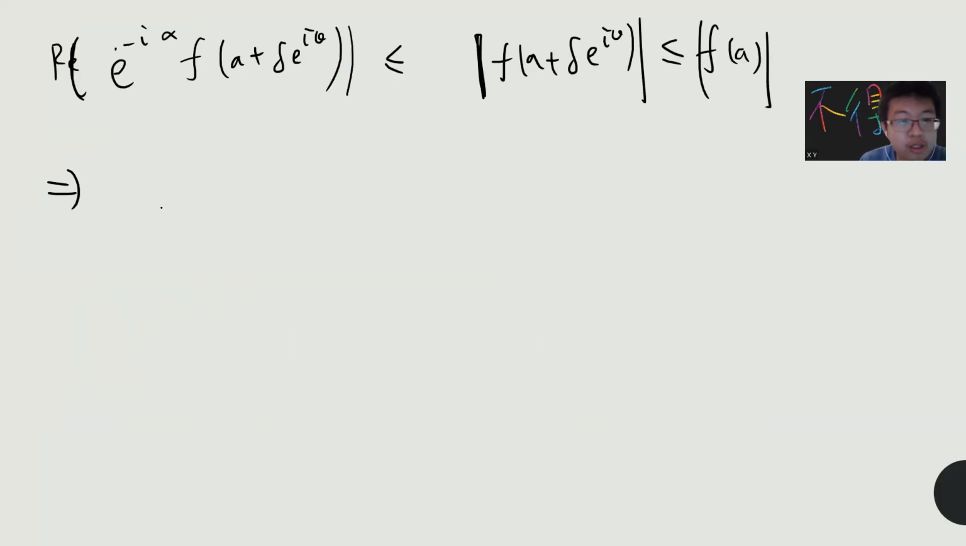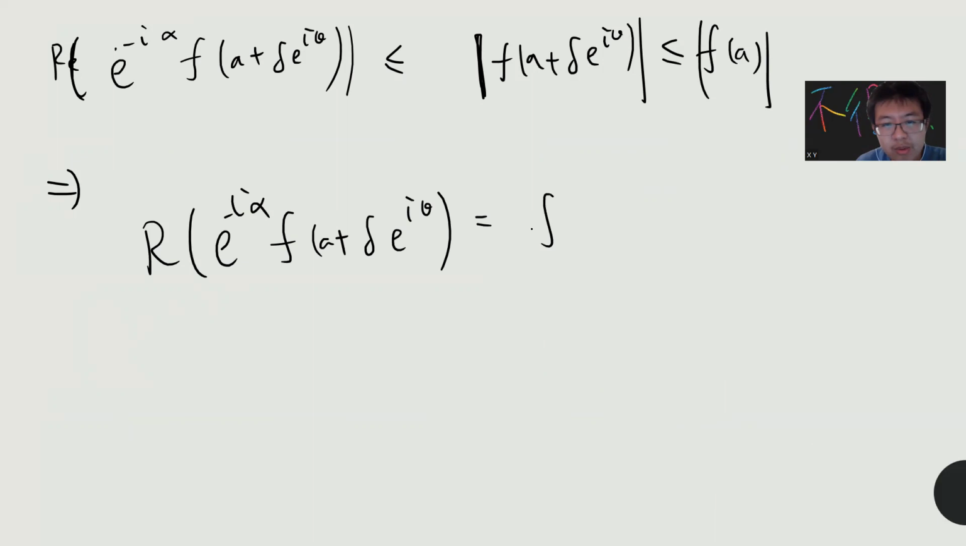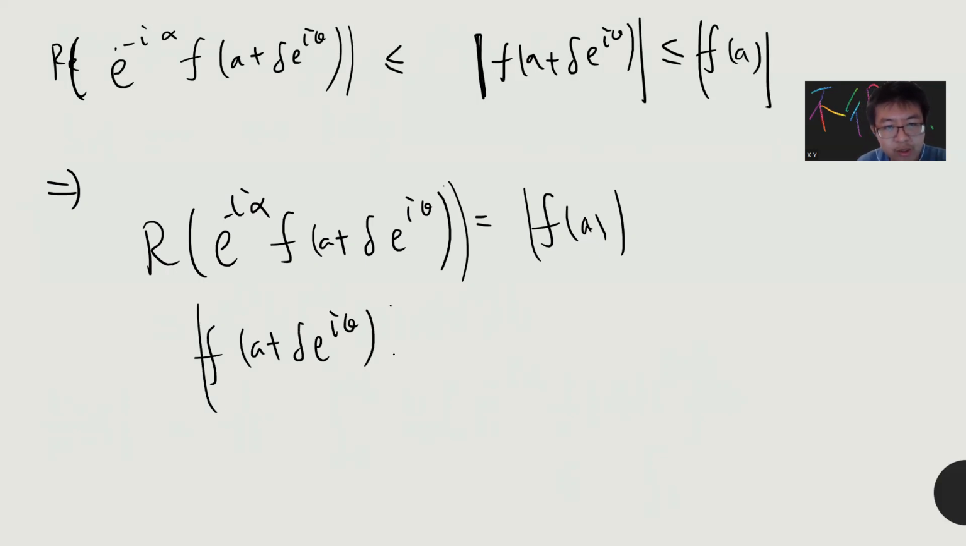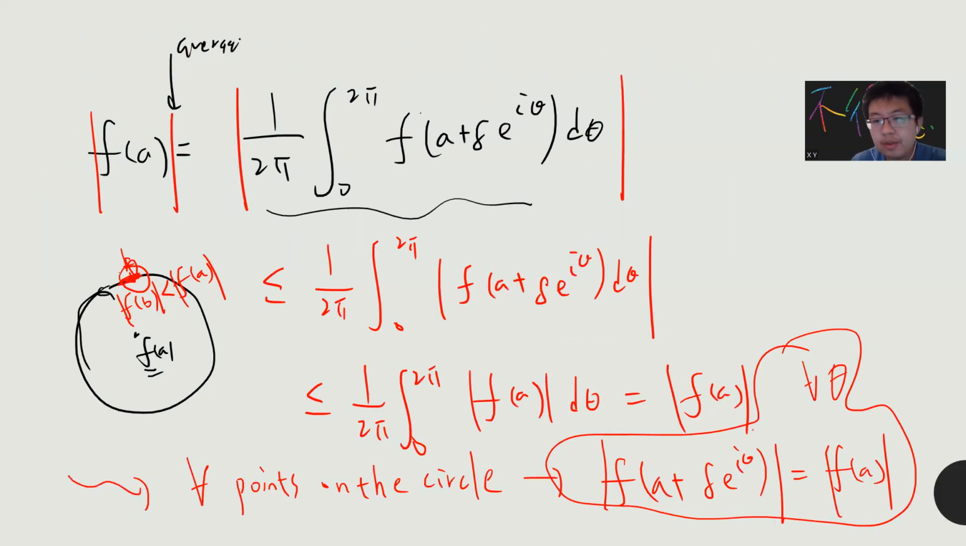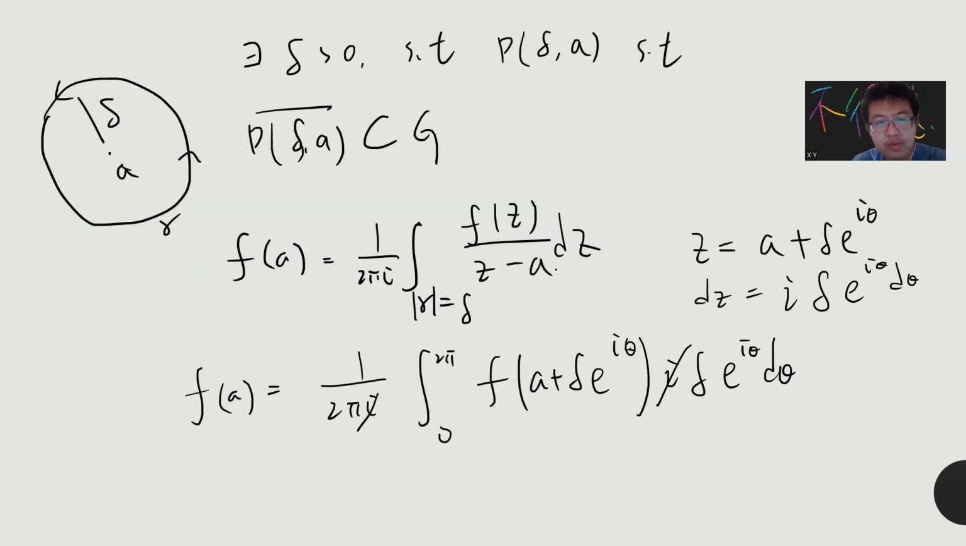So what we get is that the real part of e to the negative i alpha times f of a plus delta e to the i theta must be the absolute value of f of a. And we also showed that this is the same as this. Combining these two, obviously you get that f of a plus delta e to the i theta is the same as f of a for every theta. Okay, so this is a proof. We proved that all the points are the same on this circle.